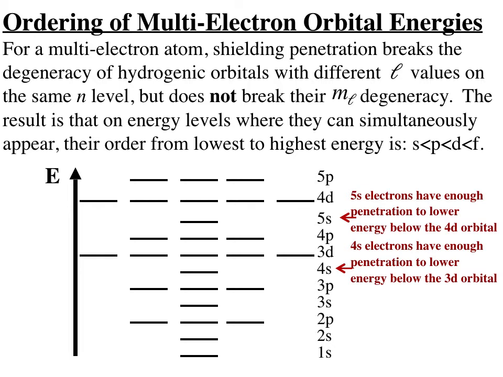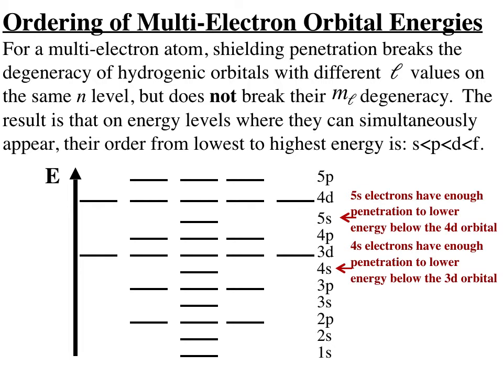And likewise on this level with all 4 available, the d will penetrate inside the core a little bit more than f, therefore seeing more positive charge, therefore lowering the energy of electrons in d's, so they will be lower in energy than f orbitals, even though a hydrogenic one electron picture doesn't predict this.